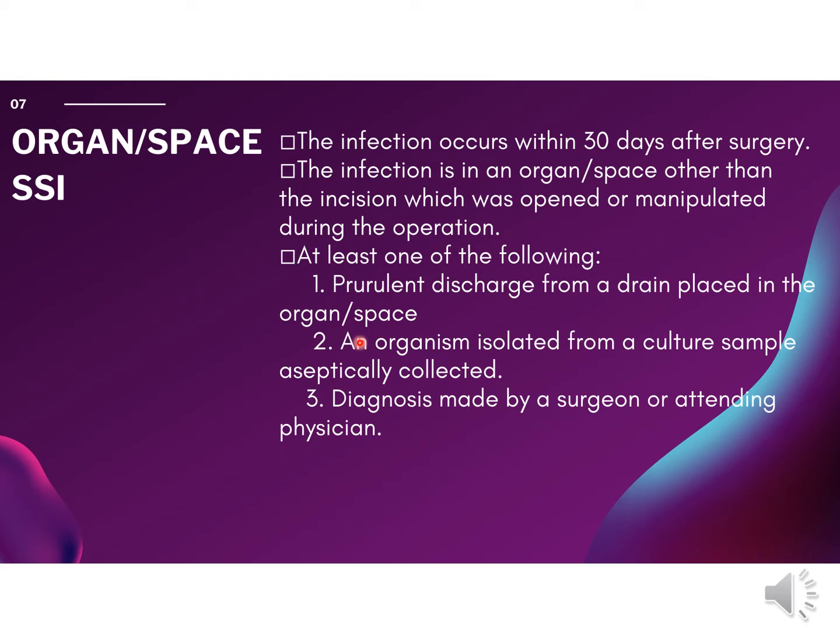Then when an organism is isolated from a culture sample aseptically collected. Then diagnosis made by a surgeon or attending physician based on clinical signs and symptoms. So here the infection is in the organ or space that was operated upon. For example, if it's the gastrointestinal tract that the operation was done, the space there is the peritoneal cavity. So when there's inflammation of the peritoneum, you have peritonitis. Then if it was the joint space that was operated upon, there's inflammation of the joint space. It's described as organ space surgical site infection.